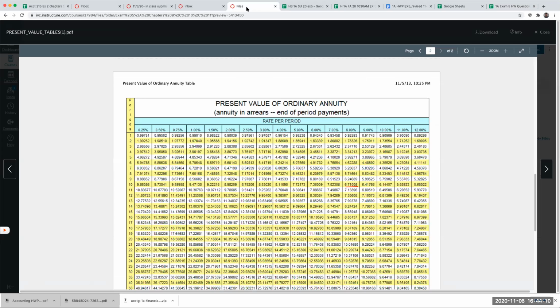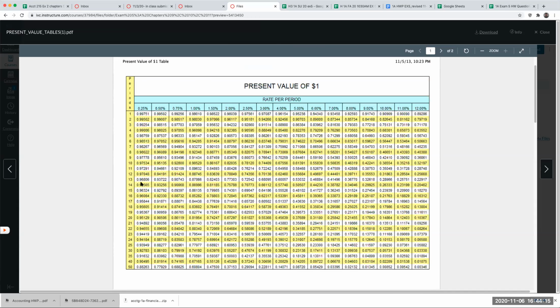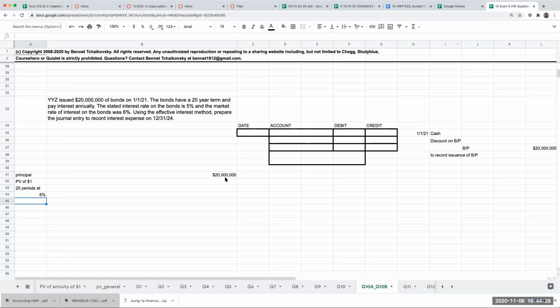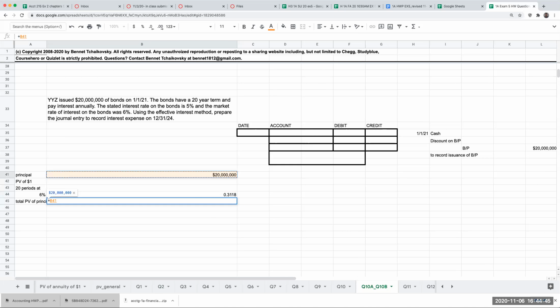So I'm going to go to 20 periods. Oh, that's the annuity. Here's the present value of a dollar: 20 periods at 6%. This is going to be 0.31180. So the total present value of the principal is going to be 20 million times 0.3118.